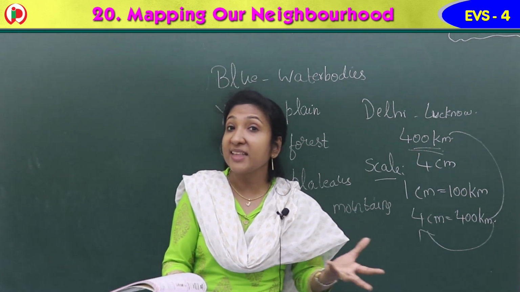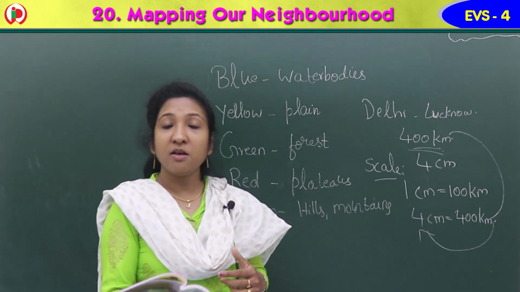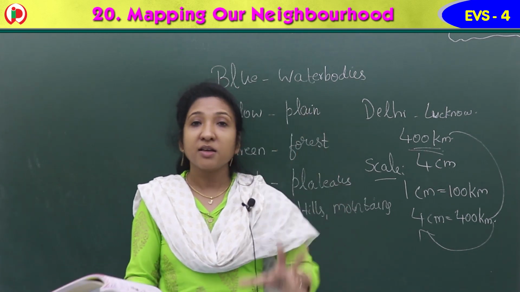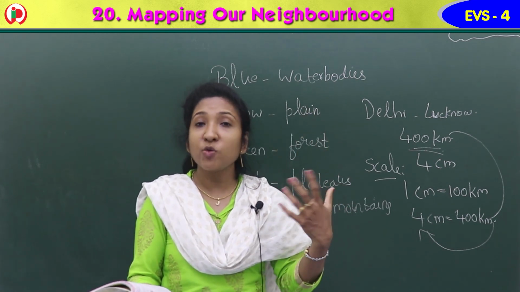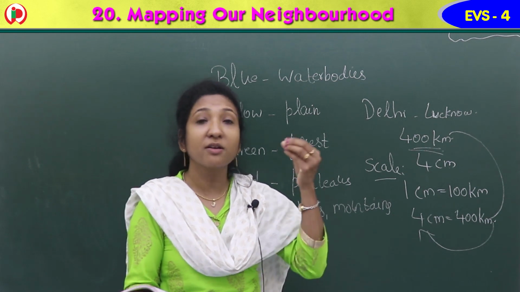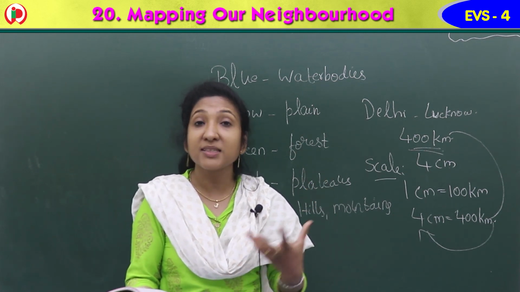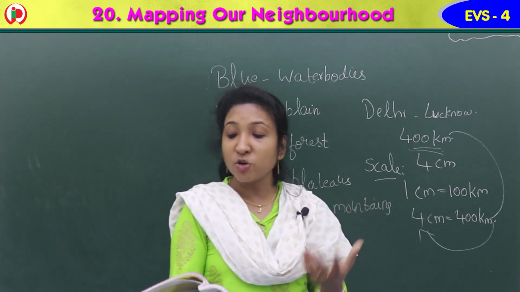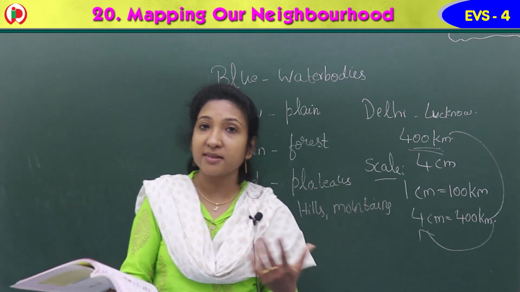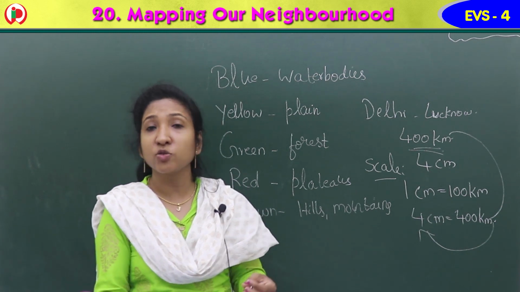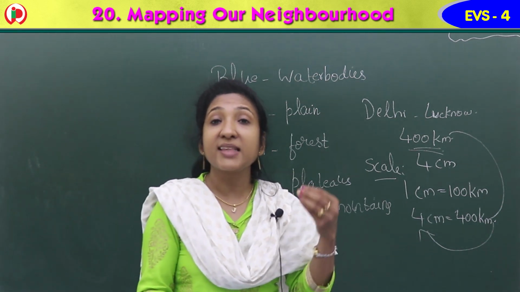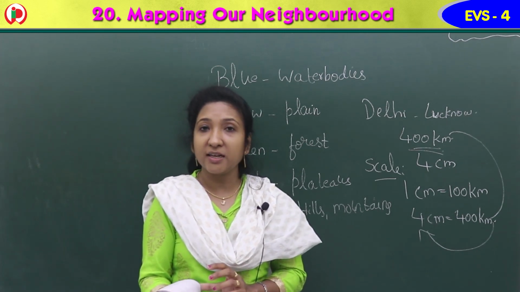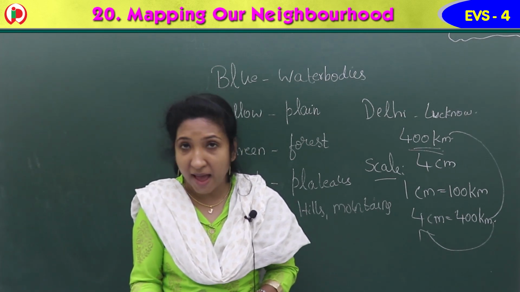Then we use various signs and symbols. If we write words everywhere, it gets confusing. So we use different kinds of symbols for quick reference. We use symbols and signs to represent roads, railways, boundaries, rivers, lakes, national highways, state highways. To represent all these things, we use signs and symbols. So various signs and symbols also we learned. These signs and symbols are used in maps.